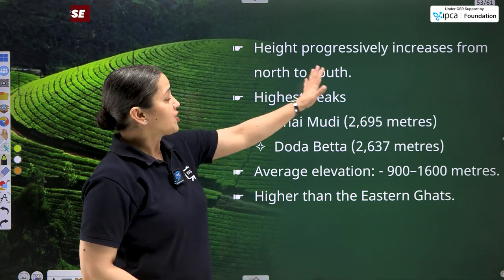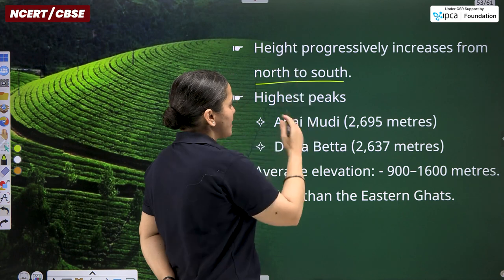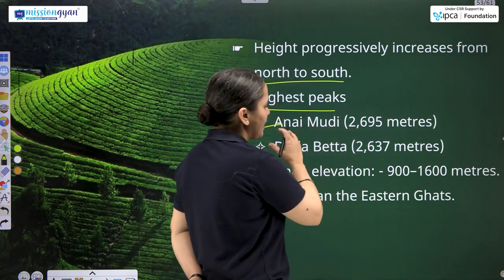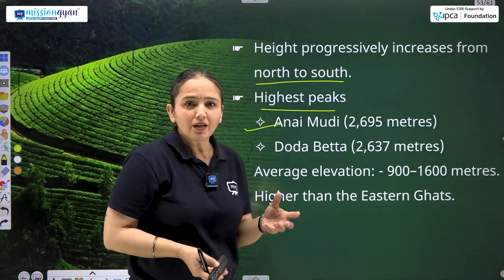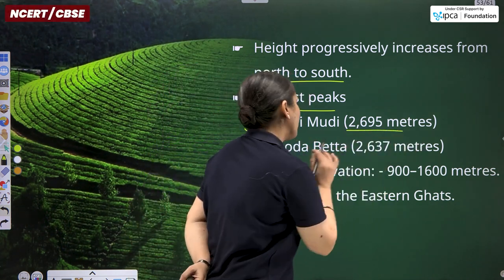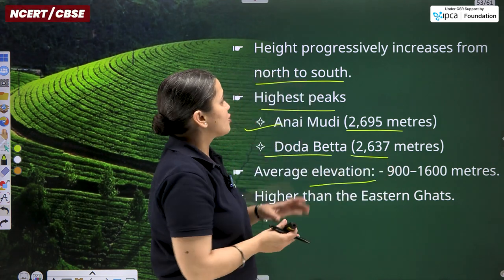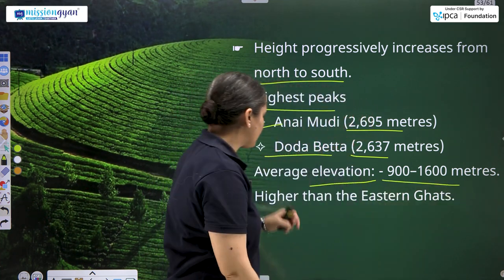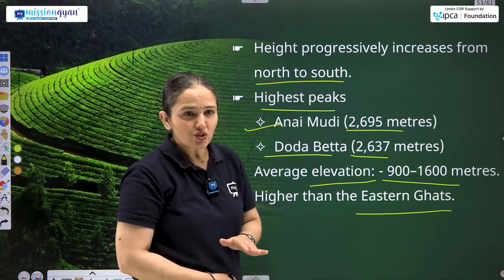Then ahead, the height of the Western Ghats progressively increases from north to south. It has some of the highest peaks, Annamudi, also spelled Anaimudi. So there are several names. Some are local and some are the geographical names. So Annamudi, its height, Doda Betta, its height, and average elevation. The average height of the peaks in the Western Ghats is from 900 to 1600 meters, and they are higher than the Eastern Ghats. It means Eastern Ghats are much lower.